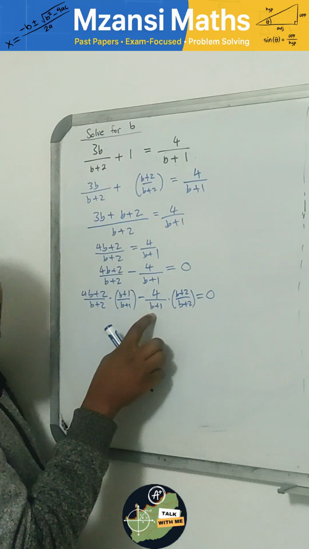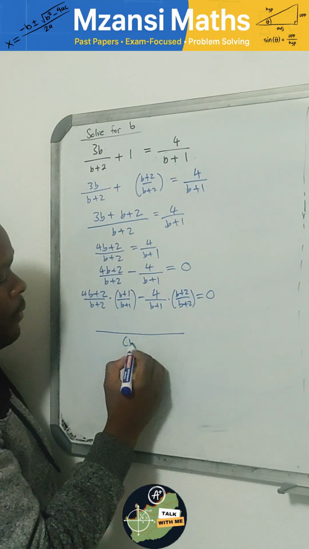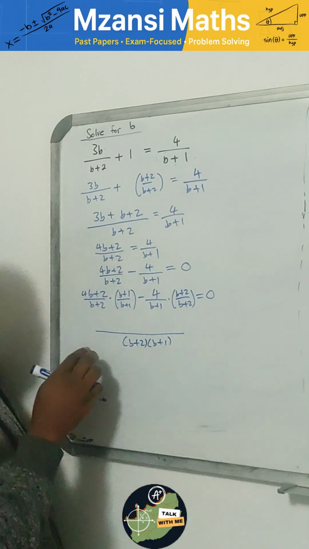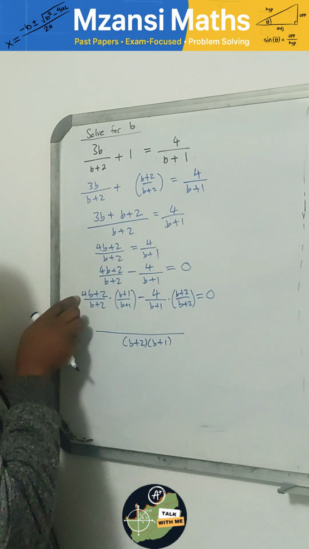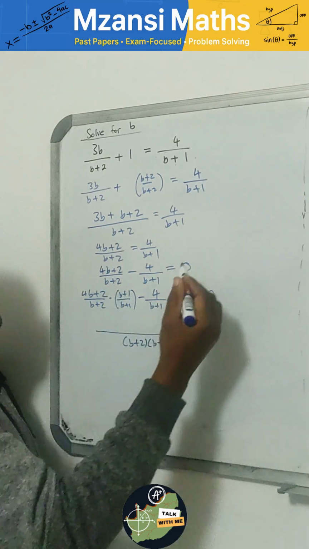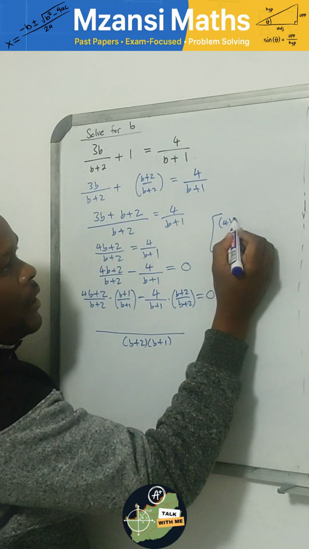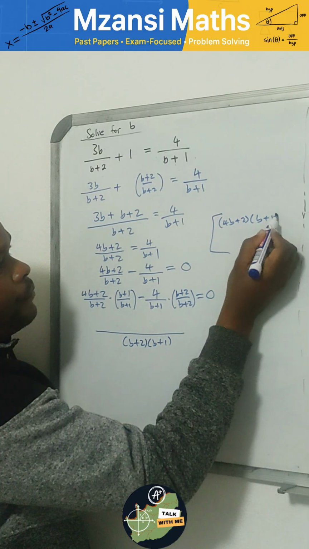b plus 2 times b plus 1. So you can reduce the entire thing to b plus 2 times b plus 1, right? And then you now look at your numerator. In your numerator, you have 4b plus 2 times b plus 1. Let us write this on the side and simplify it. 4b plus 2 times b plus 1.